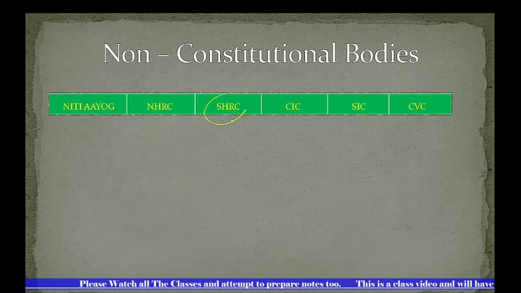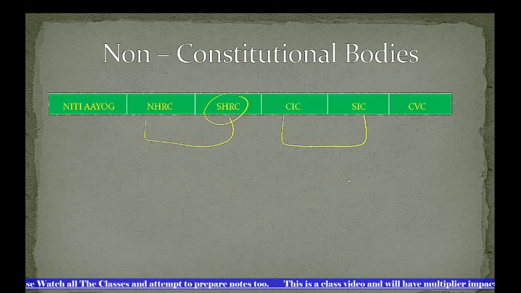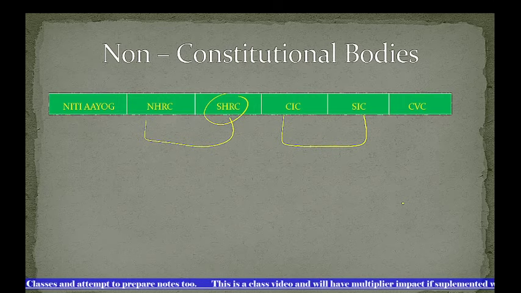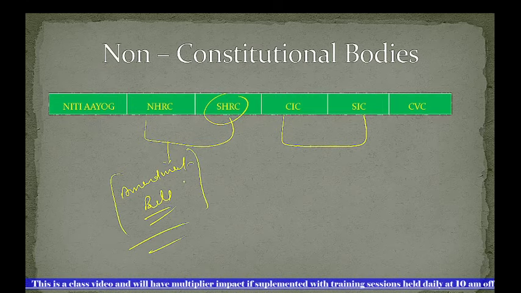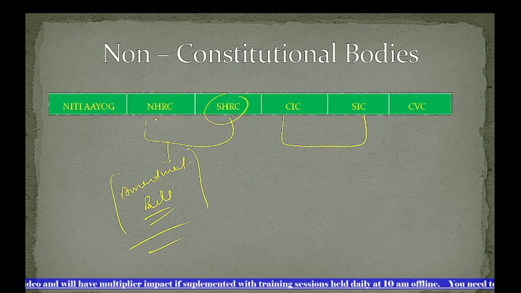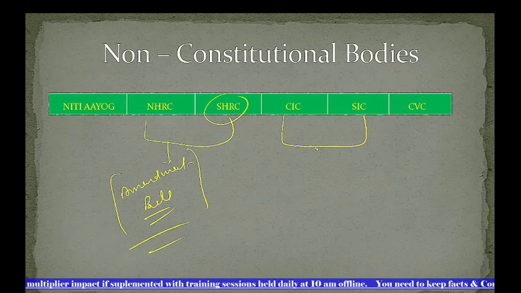In the same way, State Human Rights Commission, they are mentioned together. Let's go to the discussion on CIC and SIC, Chief Information Commission and State Information Commission. One more thing I forgot to tell you about the NHRC. New amendment bill has been brought in 2019, and there are some amendments in the structure of the National Human Rights Commission, and that's why it is coming in news.